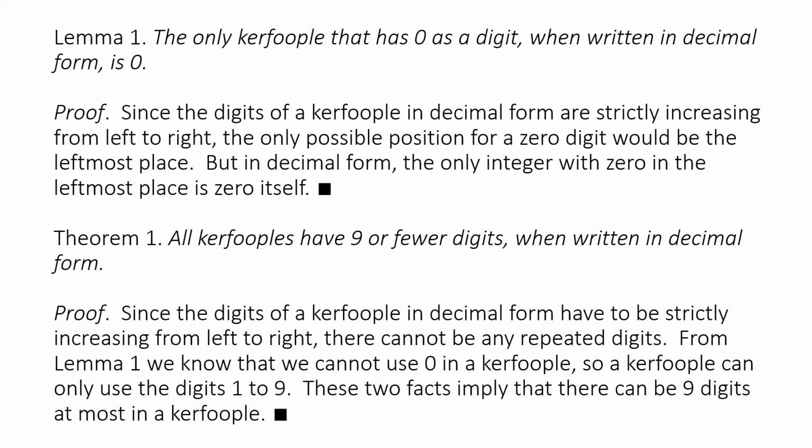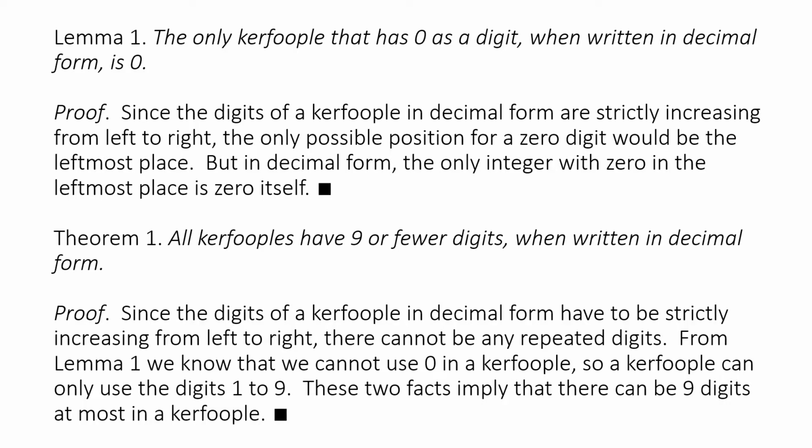Again, it's theorem 1 because it's the first theorem in this document. All Curfupals have 9 or fewer digits when written in decimal form. So see if this argument convinces you. Since the digits of a Curfupal in decimal form have to be strictly increasing from left to right, there cannot be any repeated digits. From lemma 1, we know that we cannot use 0 in a Curfupal.